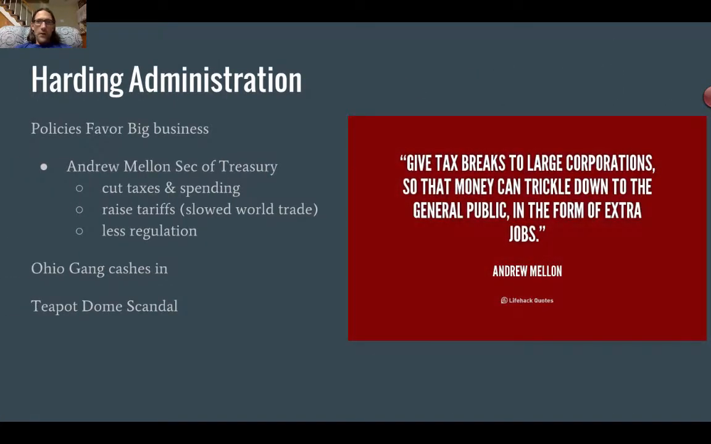And so if we look at the Harding administration, in Harding and Coolidge, Andrew Mellon plays a pretty critical role in this. Andrew Mellon is one of the wealthiest people in the world, and he is the Secretary of Treasury. So he is in favor of cutting taxes and spending. He also wants to raise tariffs, very protectionistic policies, and it's going to end up slowing up world trade. And again, really favoring less regulation.